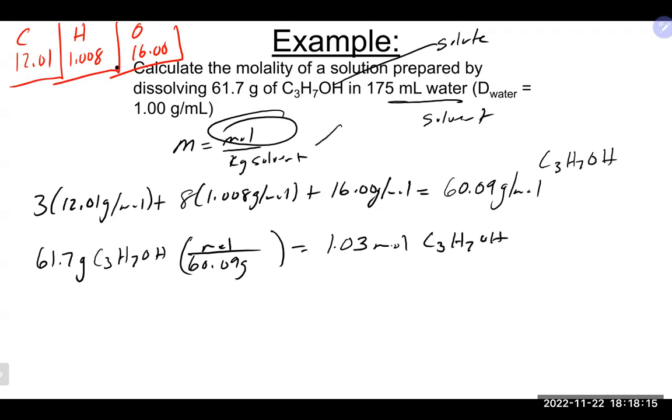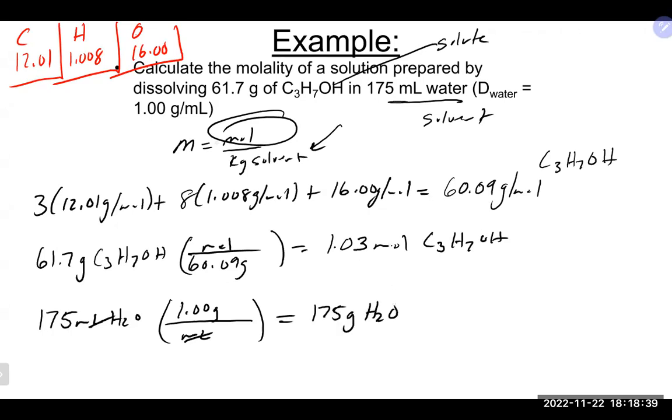Now for our solvent, we are given the volume, but we do need really the kilograms. So they gave us the density of water. So we can take our 175 milliliters of water. We can use the density of water, which would be 1 gram per milliliter. The milliliters cancel, meaning that we have 175 grams of water, which is close to what we need, but we do need kilograms. So I believe there are 1,000 grams in a kilogram, if I'm not mistaken. That will give us 0.175 kilograms of our solvent.